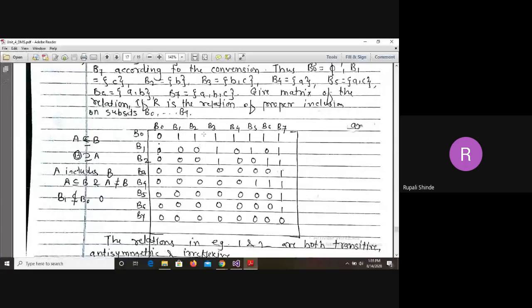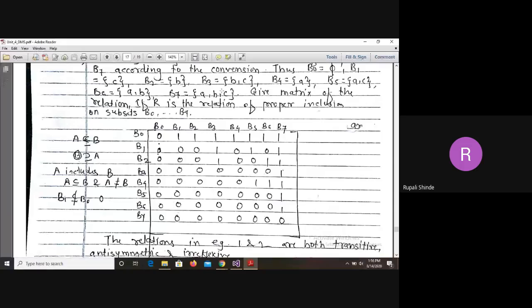Now check for the next column, that is B2. So B1, B2. What is the element for B1? It is set C and for B2 it is set D. Now check whether B1 is a subset of B2. No, that's why we have to mark here as 0. And B1 is not equal to B2.